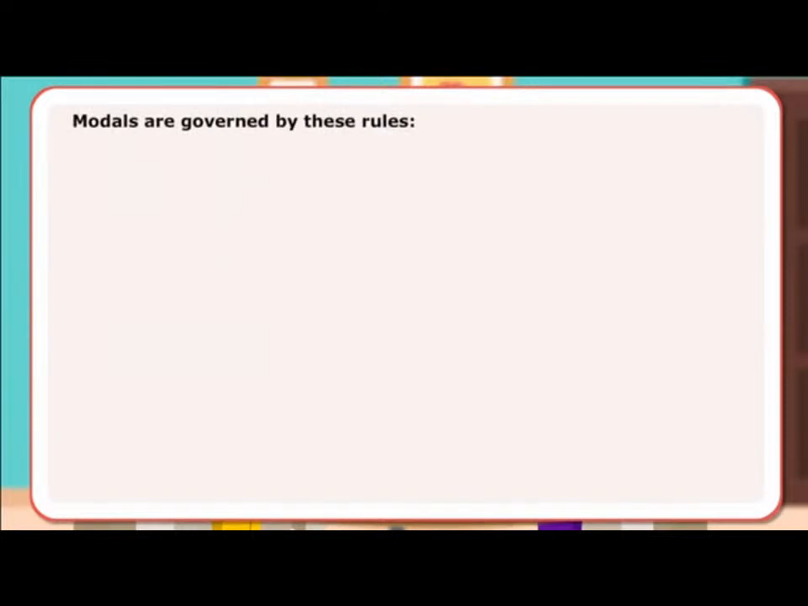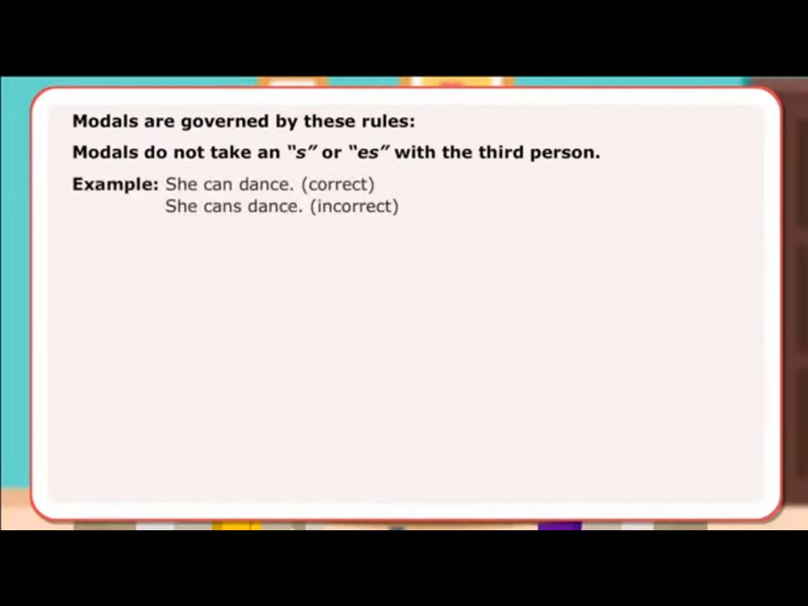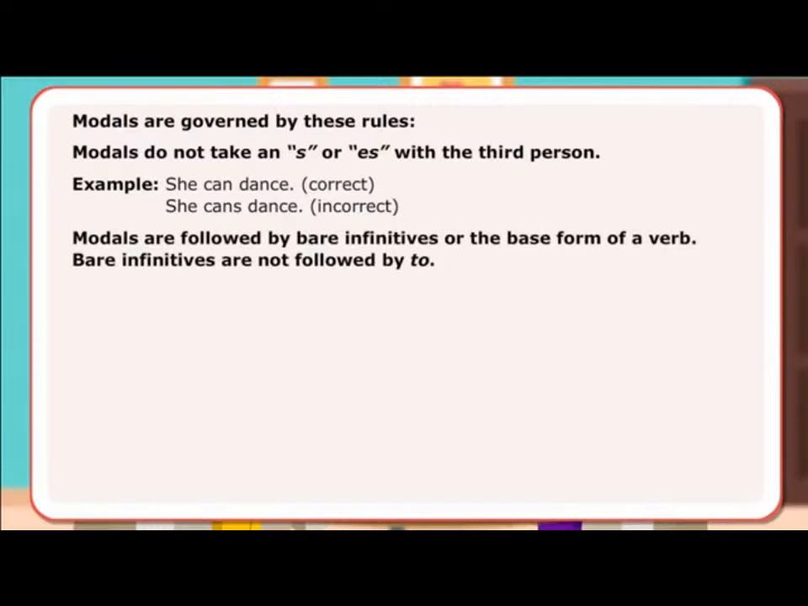Modals are governed by these rules. Modals do not take an S or ES with the third person. Example: She can dance. Correct. She can's dance. Incorrect. Modals are followed by bare infinitives or the base form of a verb.